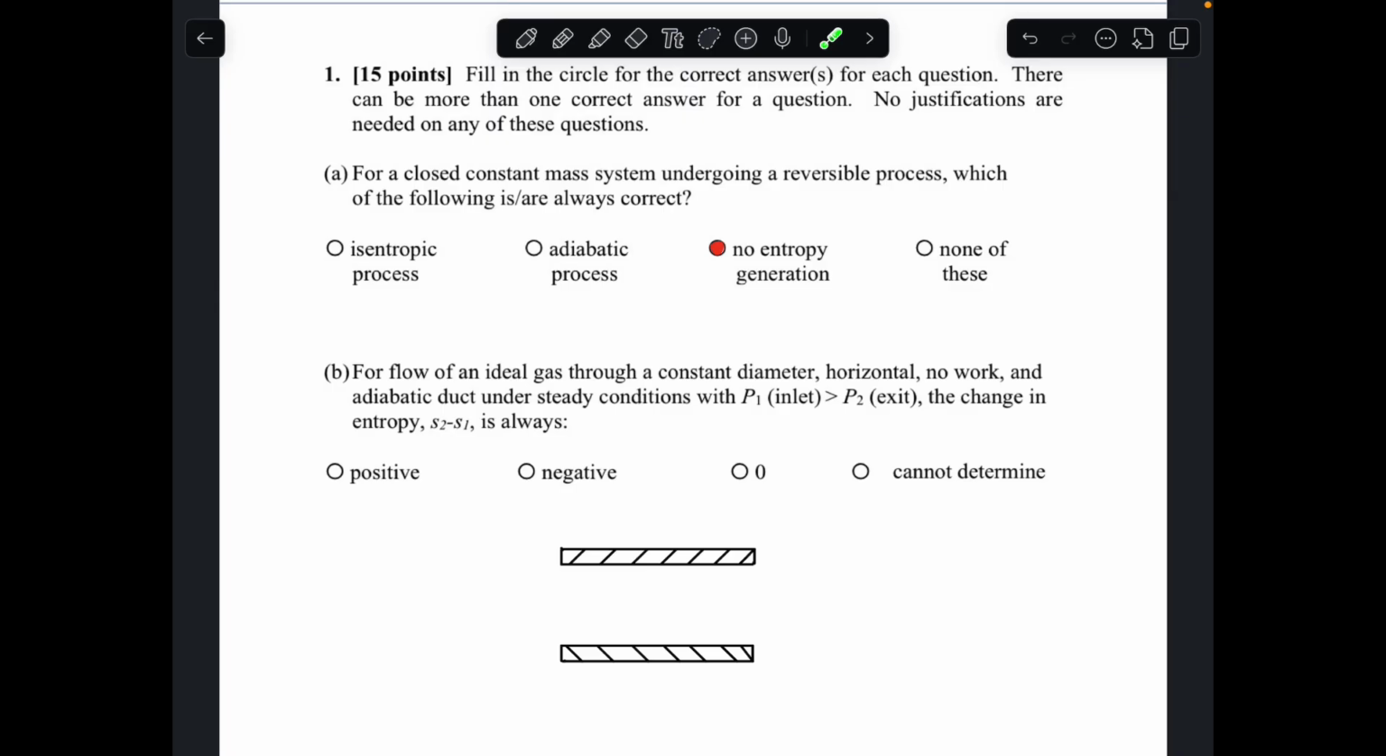Part B of this problem says, for flow of an ideal gas through a constant diameter, horizontal, no work, and adiabatic duct under steady conditions with P1 at the inlet greater than P2 at the exit, the change in entropy S2 minus S1 is always positive, negative, 0, or cannot determine.